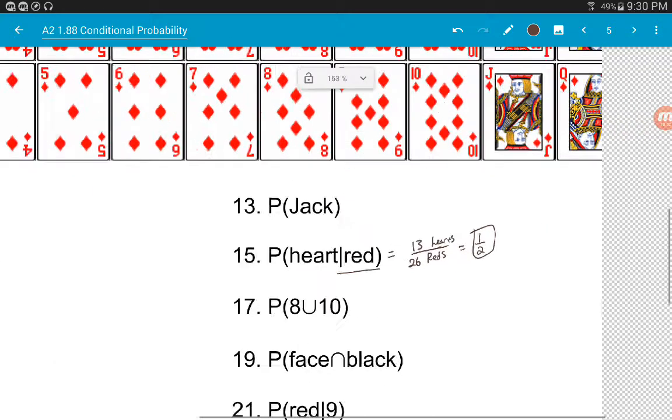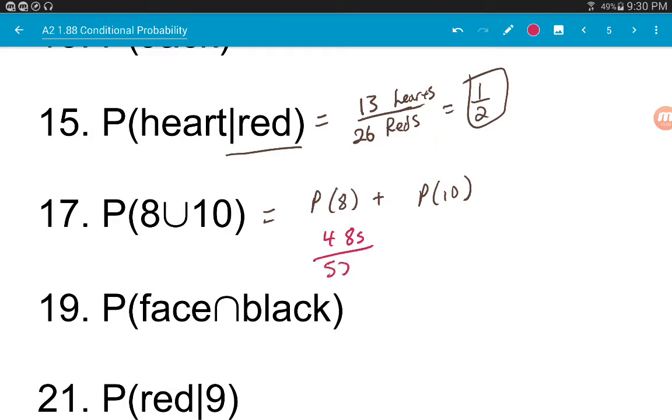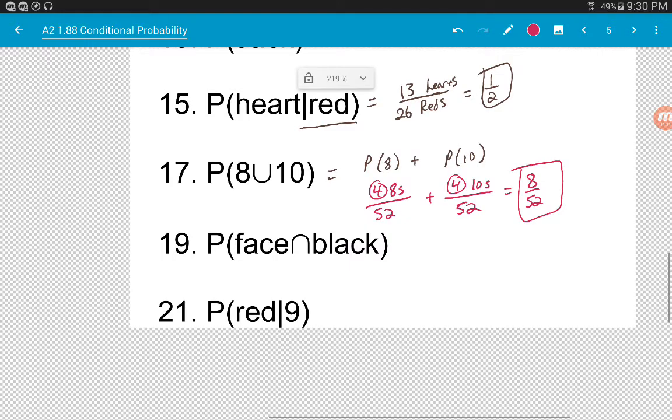Now let's do a union. Probability of 8 or 10. So this is equal to the probability of 8 plus the probability of 10. Now there are 4 8s over 52 total plus 4 10s over 52 total. So it's 4 and 4 is 8 over 52, which can be simplified, but I'm not switching to my calculator to do that.